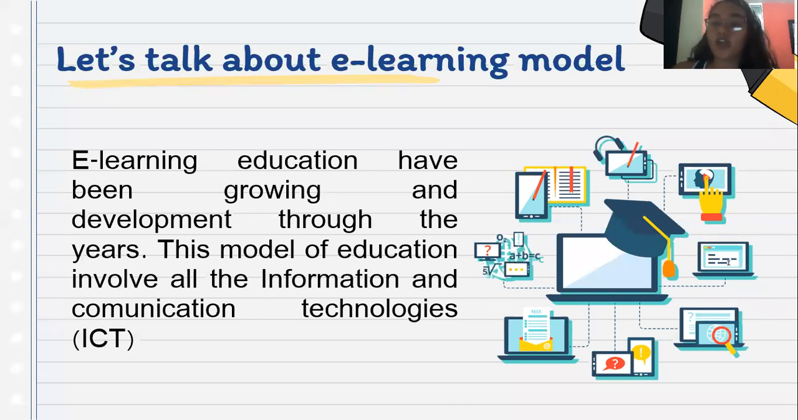E-learning education has been growing and developing through the years. This model of education involves all the information and communication technology, as we know, ICT. When learners decide to choose this online learning model, they are challenging and taking themselves out of the box of traditional education and developing a lot of skills in the e-learning environment.